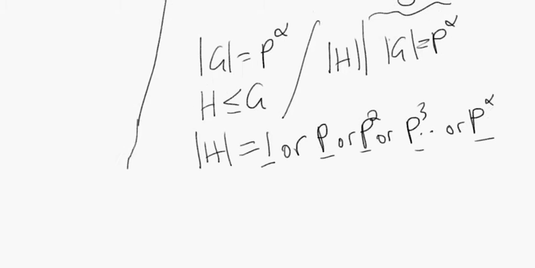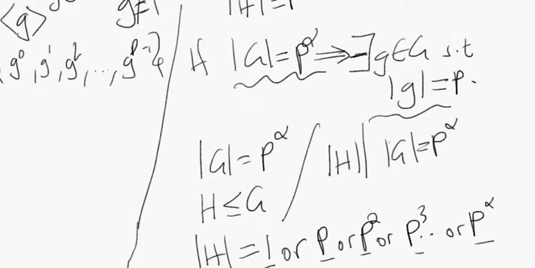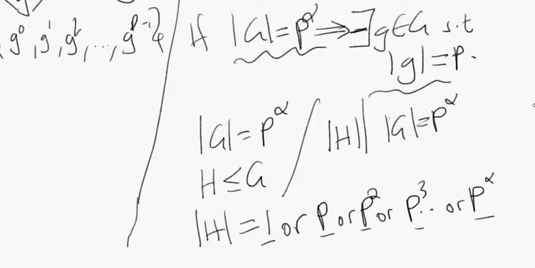Given this information that we've learned, if Lagrange's theorem is telling us that the order of any subgroup could be 1, p, p squared, p raised to any power up to alpha, how can that information help us guarantee that there'll be some element of order p? Or that there is a subgroup of order p? How do we guarantee this? Well, what do you think?